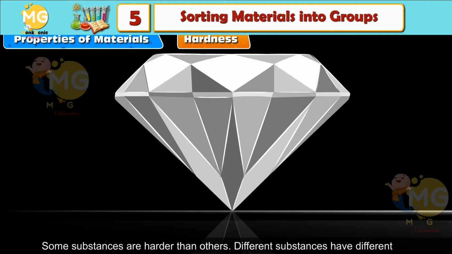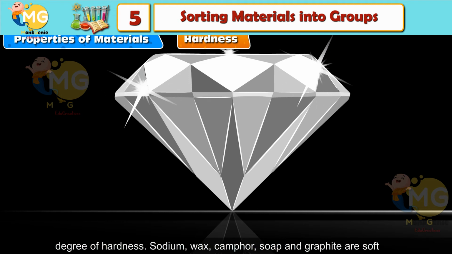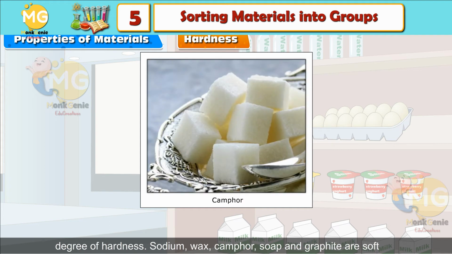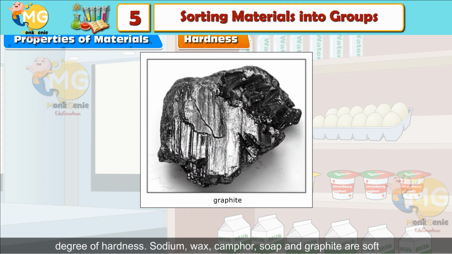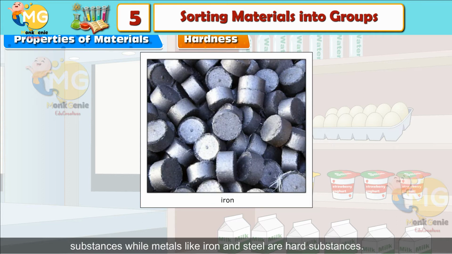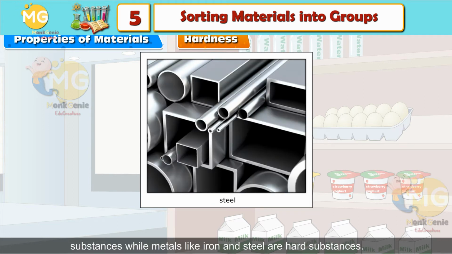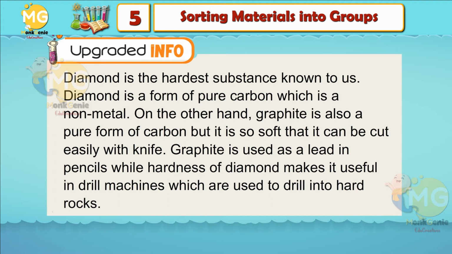Hardness. Some substances are harder than others. Different substances have different degrees of hardness. Sodium, wax, camphor, soap and graphite are soft substances, while metals like iron and steel are hard substances. Upgraded info. Diamond is the hardest substance known to us.